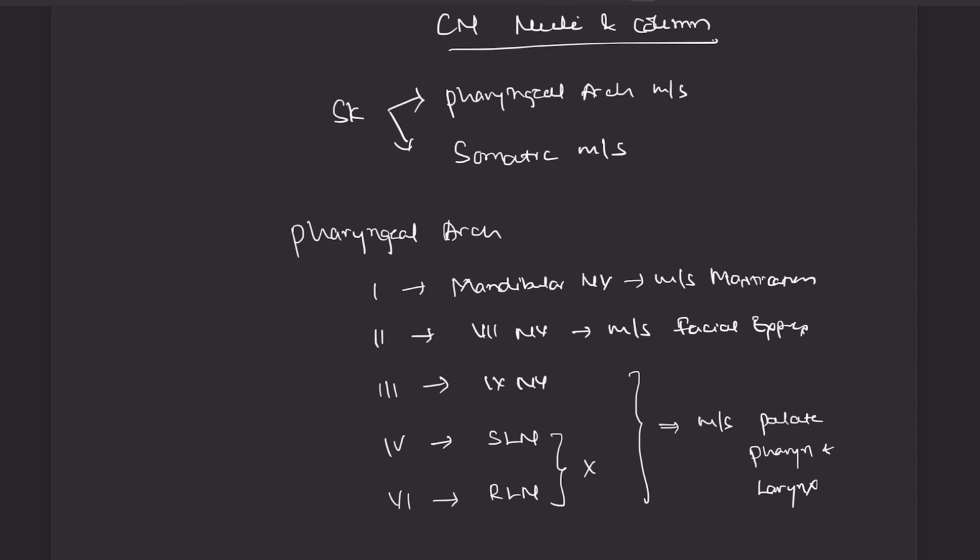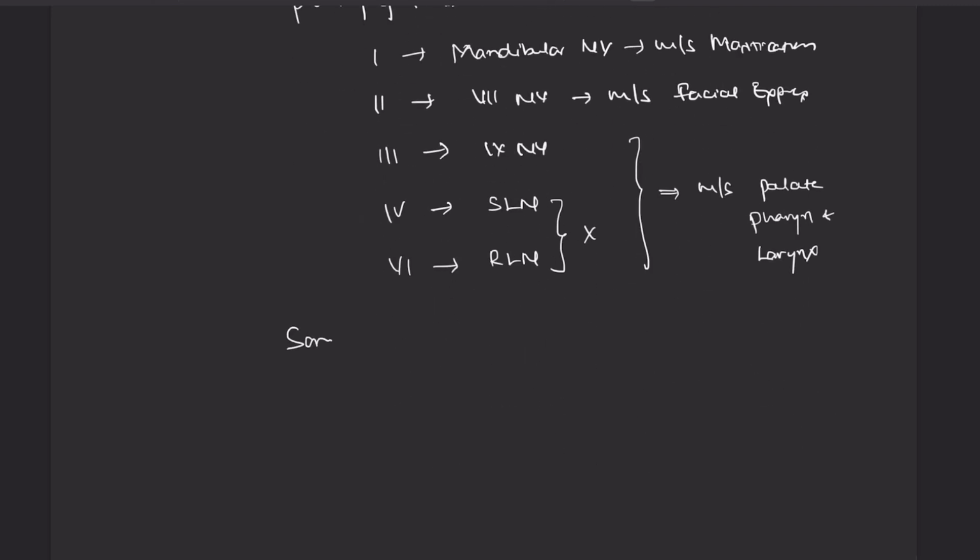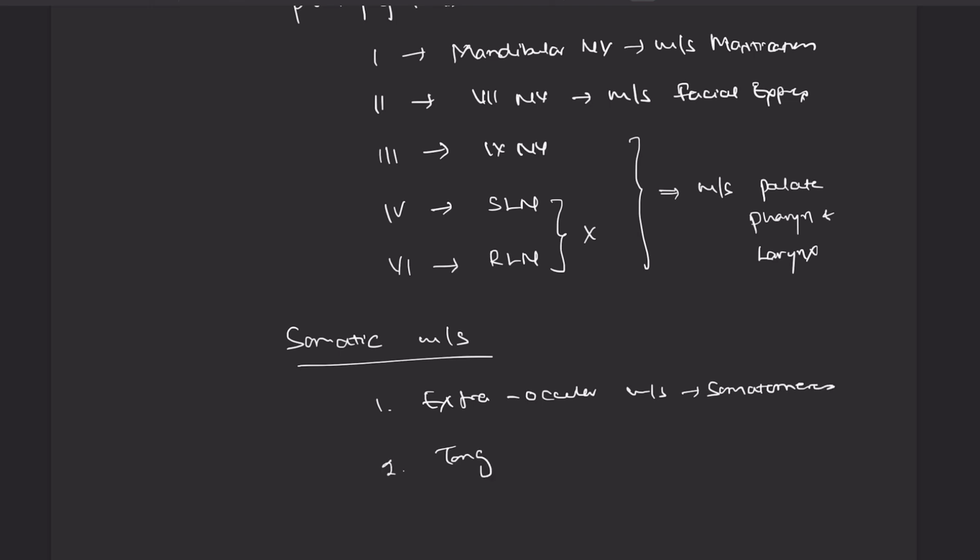Now coming to the muscles which are derived from somites, that is the somatic muscles. The somatic muscles are two. Number one is the extraocular muscle, which is derived from somitomeres, and number two is the tongue muscle, which is derived from the somites.